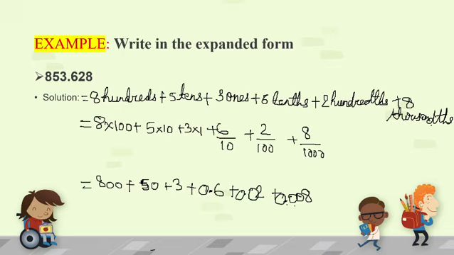So here we have 800 plus 50 plus 3 plus 0 decimal 6 plus 0 decimal 02 plus 0 decimal 008.